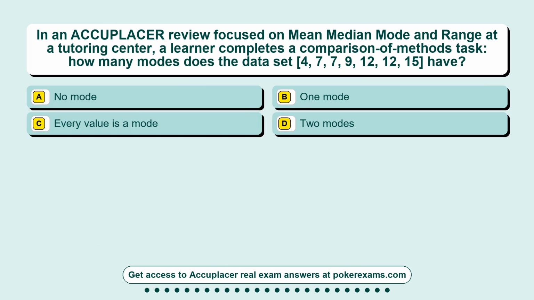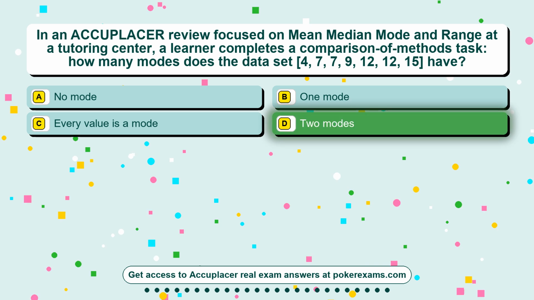Question 23. A policy pays to replace damaged property with new property of like kind and quality without depreciation. What valuation is this? Option A, market value only. Option B, actual cash value. Option C, book value. Option D, replacement cost. The correct answer is option D, 2 modes.